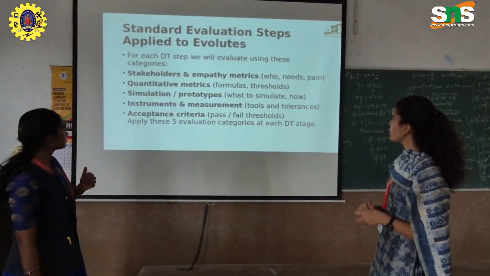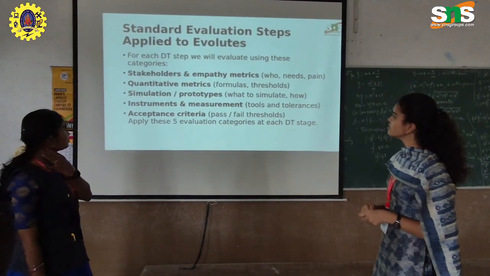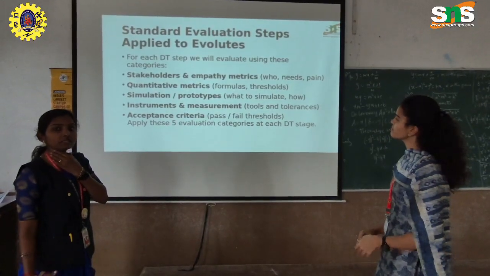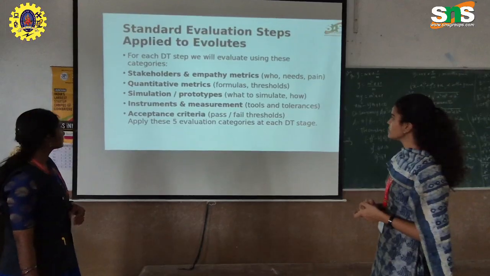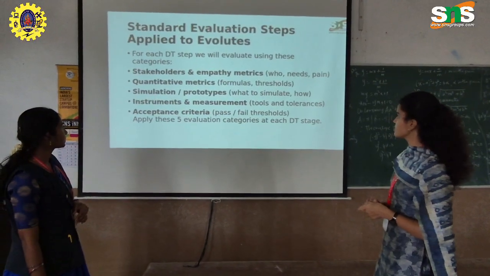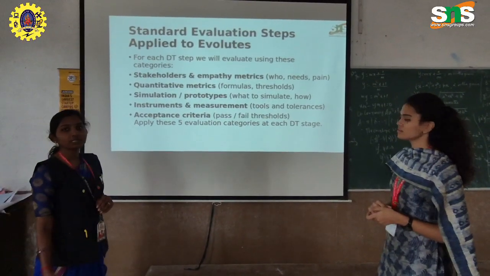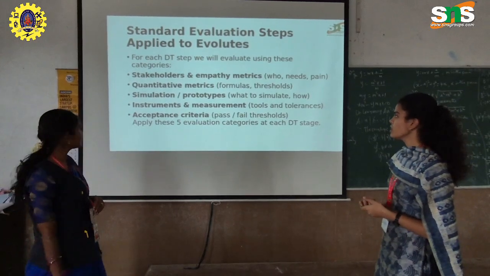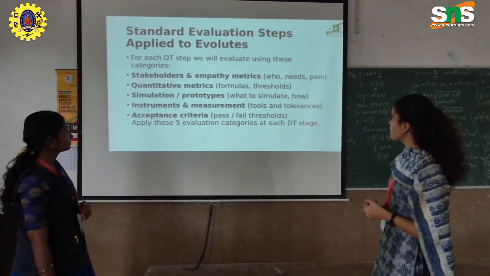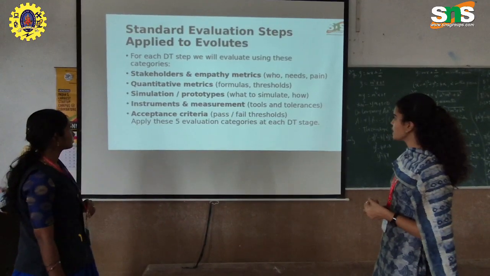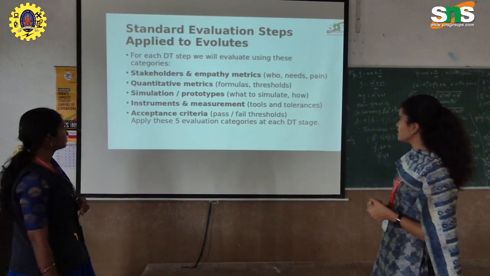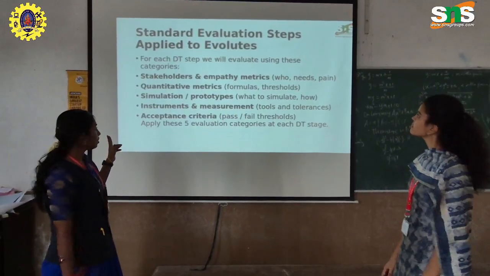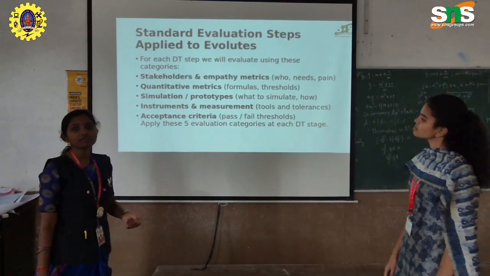Simulation prototypes, what to simulate, how. So simulations and prototypes are to be checked, and what to simulate and how to simulate it are to be noted. Instruments and measurements, tools and tolerances. So the instruments we need for this evolute process and the measurements we need are also to be noted. Acceptance criteria, pass or fail thresholds. Apply these 5 evaluation categories at each DT stage. So the acceptance level is also to be noted, and all these steps are to be included in our 5 stages of DT.